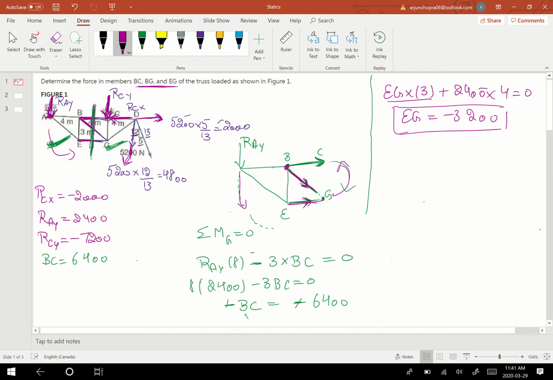The video is getting a little longer, so I'm going to solve for that portion in my next video. Hopefully you were able to understand this part. In the next video I'll solve for BG.